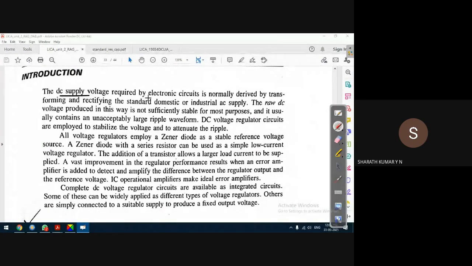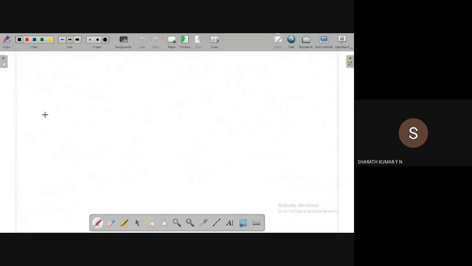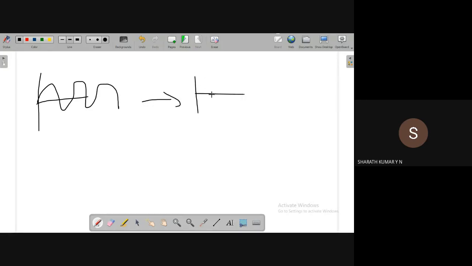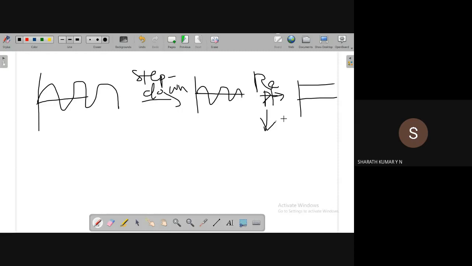DC supply is required by electronic circuits, normally derived by transforming and rectifying. Very simple, correct? We know that the AC signal is generated by the generators. It is first transformed, that is, stepped down to a smaller voltage. After step down, it is converted into DC by using what are known as rectifiers, for example using diodes. Of course, rectifiers can be implemented using op-amps also. That's a different issue; that is known as precision rectifiers.